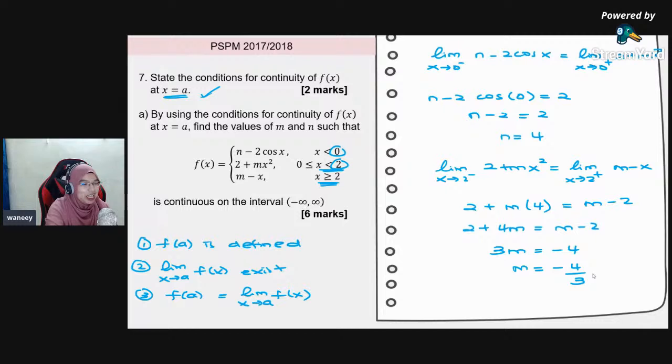So suka saya ingatkan slot yang berikutnya adalah pada minggu depan, hari Selasa. So untuk slot yang minggu depan kita akan revise chapter 9 differentiation dan chapter 10 application of differentiation. So semua orang jangan lupa stay tune and jumpa minggu depan semua orang. Sekian. Terima kasih kerana mendengar dan mengikuti chapter 8 limit and continuity.